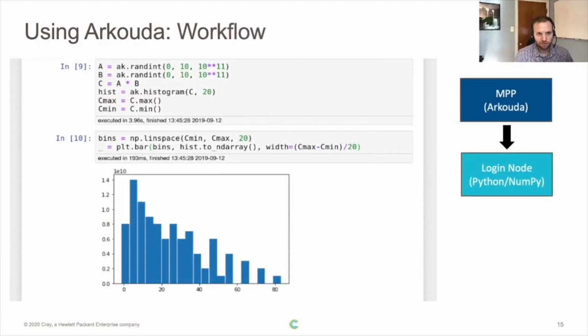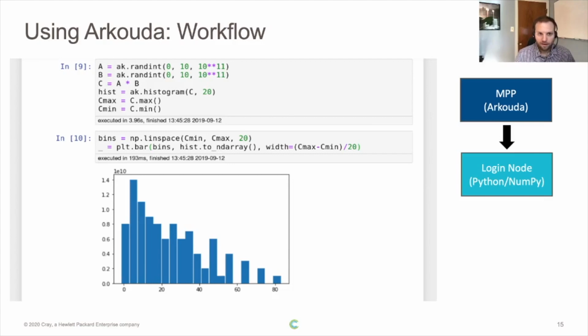As a toy workflow here, this example shows us creating two billion element arrays consisting of random integers 0 to 10, and then multiplying those billion element arrays to form a new array, C. These arrays are then histogrammed with 20 bins. And both the resulting array and the histogram, we're able to do some queries on.